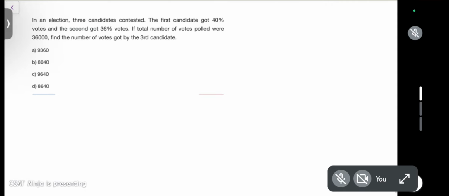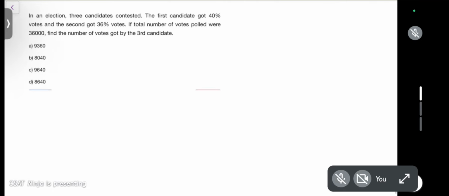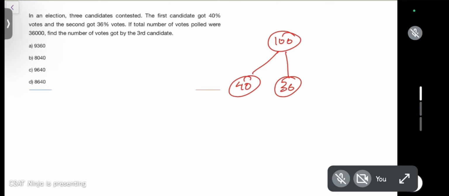The question is this. In an election, three candidates contested, and the first got 40% and the second got 36%, and the number of votes polled were okay. So there is 100%, and out of that 100%, one candidate got 40% and another got 36%. That means the remaining is how much? 36 plus 40 is 76. So the remaining is 100 minus 76, which is 24.